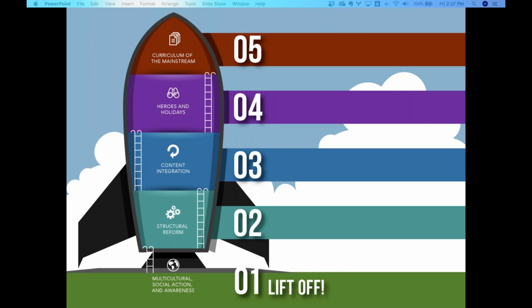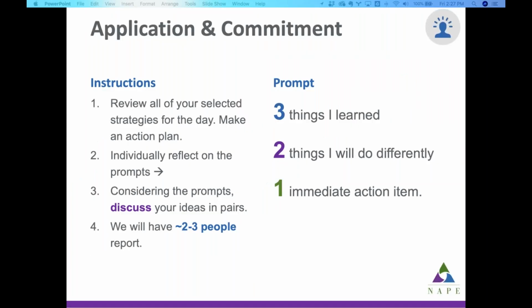So the last thing I want us to do is to make a little bit of a plan. And so let's do some reflection around what we've learned today. So first, I like to do a 3-2-1. So 3 things that you've learned.